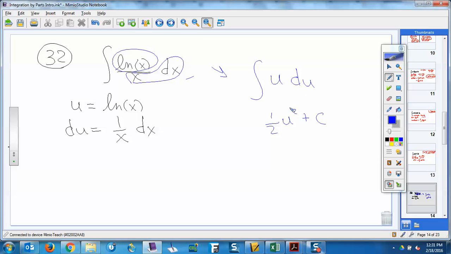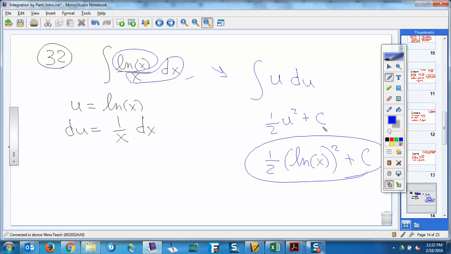Jared and I were talking yesterday, you don't have to write this step with the u. If you just know it's going to be 1/2 u squared, as you write it, you can go ahead and substitute your u in. I'm fine with that. You don't have to have this step here. Okay, I'm looking for that final answer. Okay, so there it would be. All right.